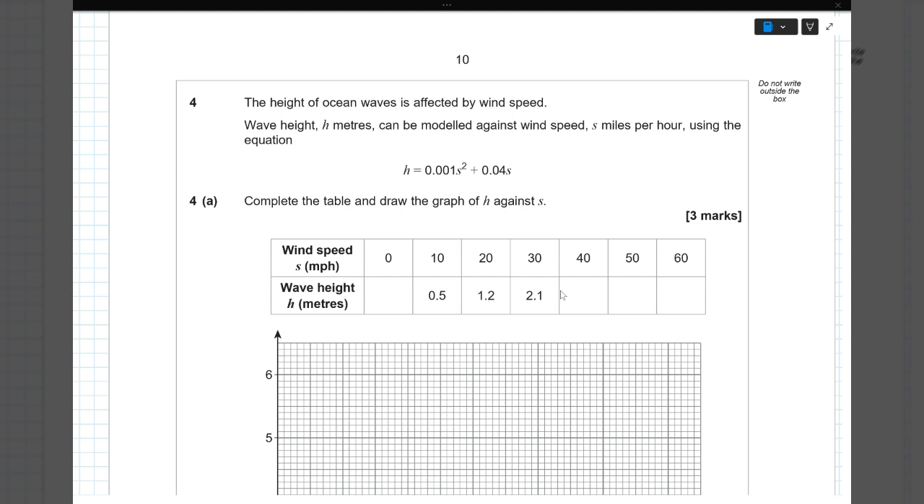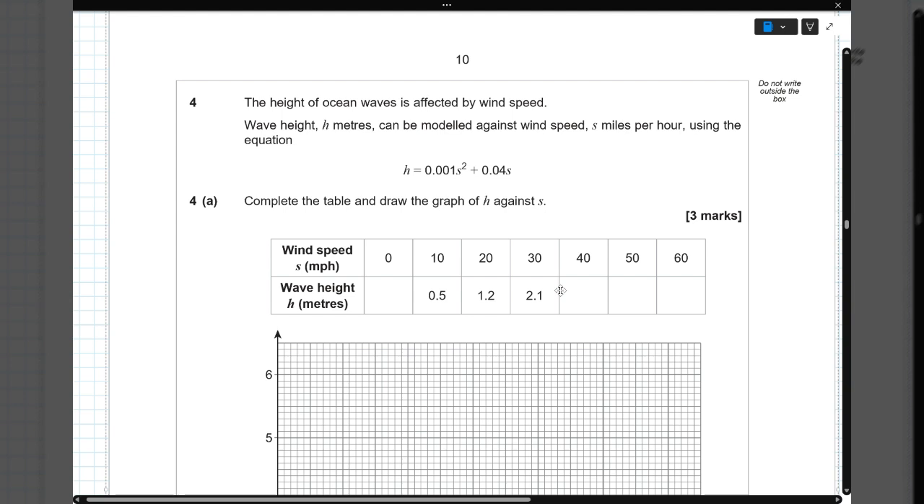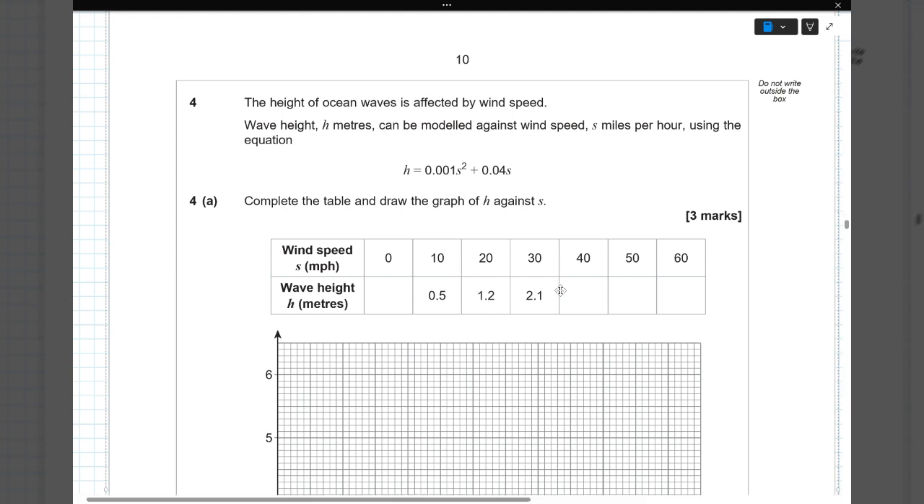We are now looking at the 2C paper, my least favourite. It's okay, but we'll get there with it. So, question 4: the height of ocean waves is affected by wind speed. Wave height, h meters, can be modelled against wind speed, s miles per hour, using the equation below. Complete the table and draw the graph.